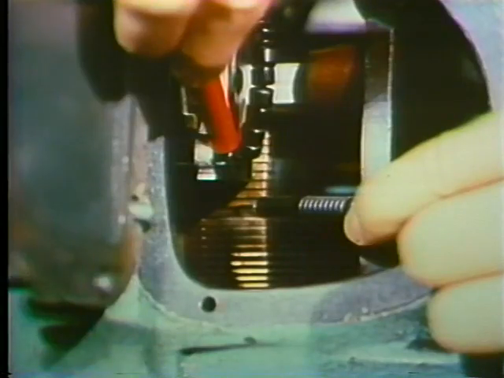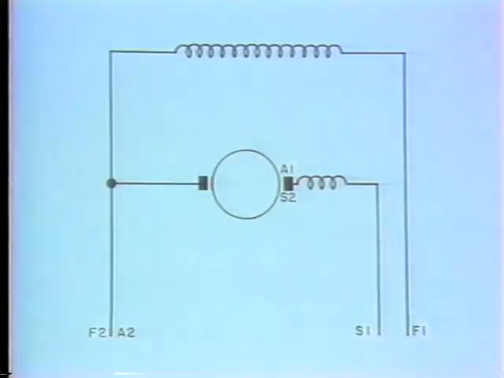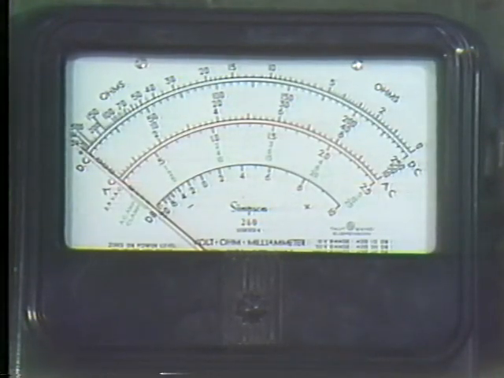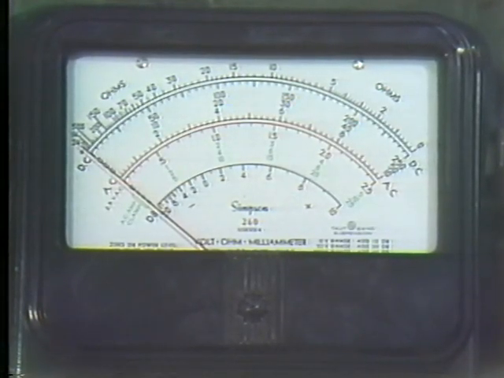Okay, now if we place 1 ohmmeter lead on the pigtail and the other on the commutator segment just under the brush, we should get a reading. Let's check the diagram first to be sure there's no other path for current flow. There isn't. Okay, what does the dial read? Nothing. There's an open here.